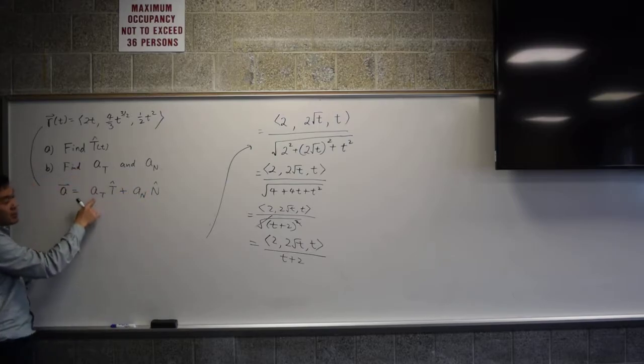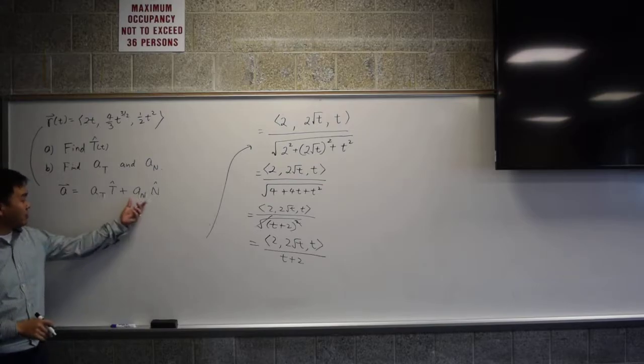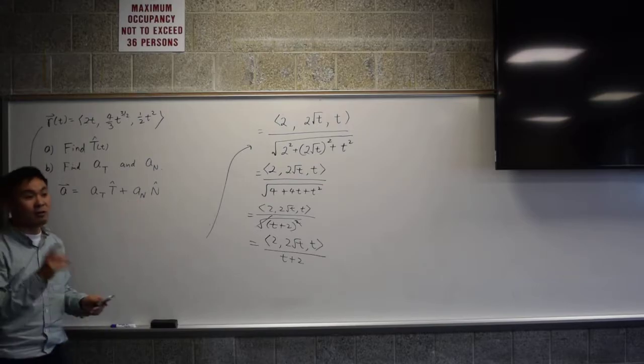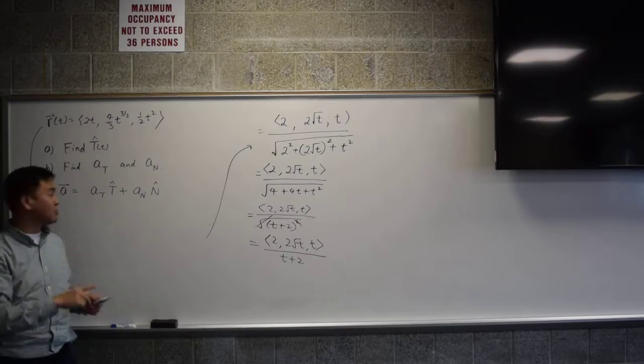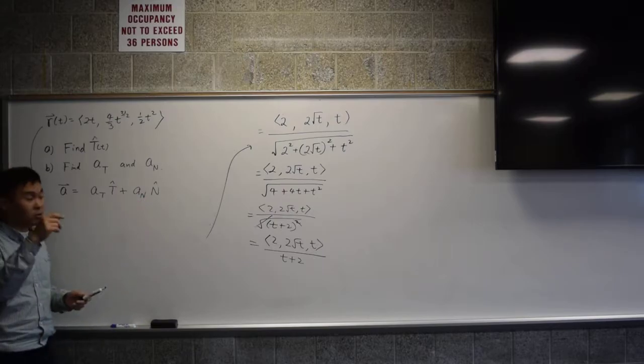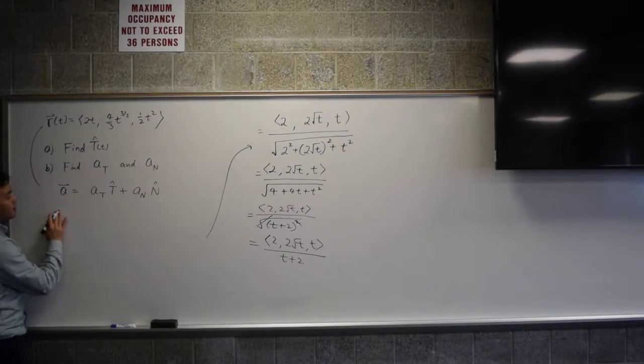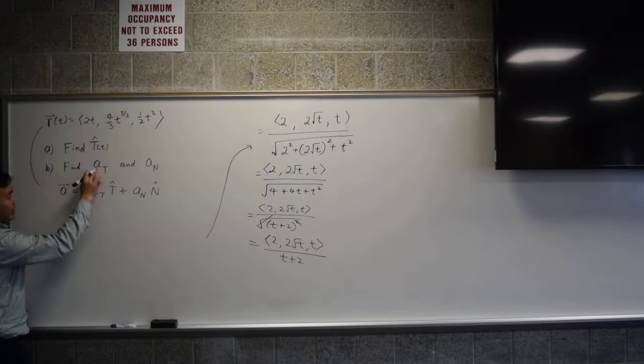Whereas AT could be negative, positive, or 0, depending on whether the speed is accelerating or decelerating. So AT is responsible for speeding up or slowing down, whereas AN is responsible for how fast you're going to turn. Okay? If you turn a lot, that means AN is huge. If you turn slowly, then AN is small. All right, so this is what you get. And then you have to figure out what AT and AN are.